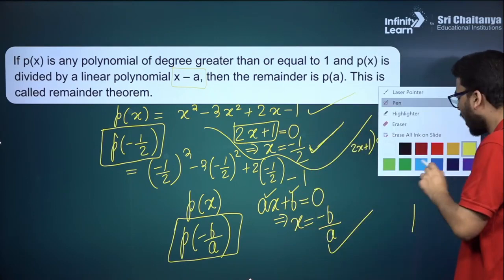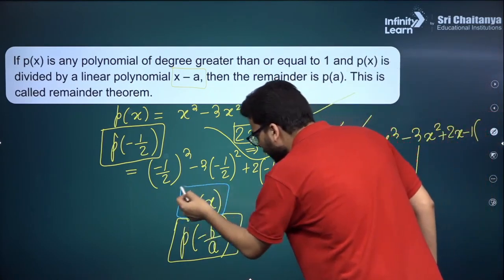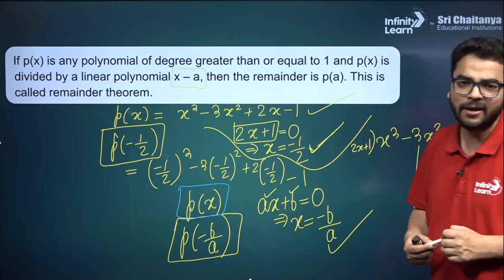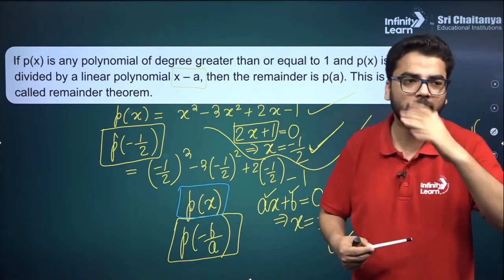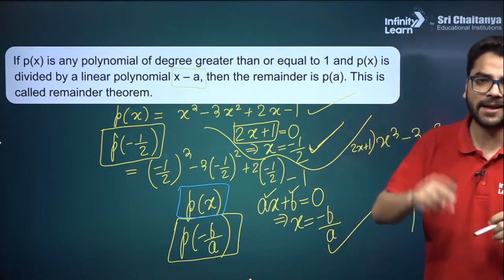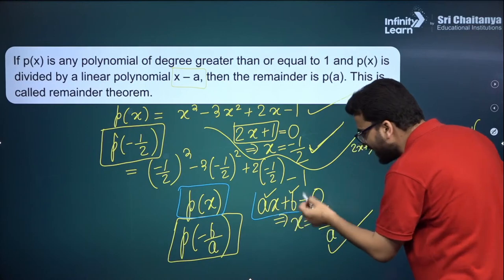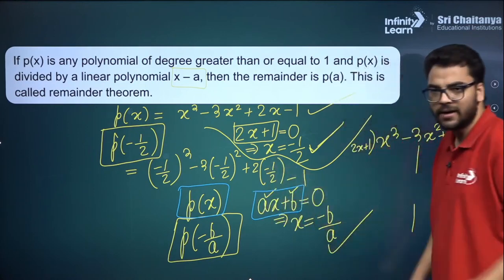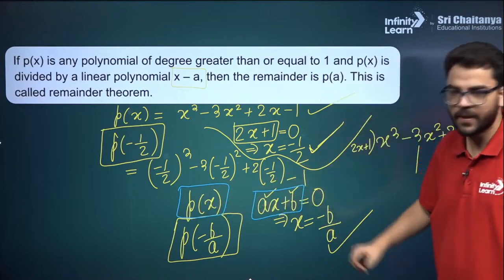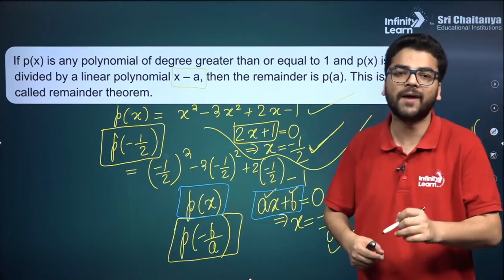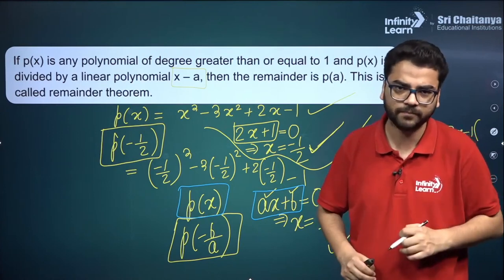Suppose you have got a polynomial p of x whose degree is greater than or equal to 1. It is a linear polynomial, a quadratic polynomial, or a cubic polynomial, anything like that. Degree is greater than or equal to 1, and you are dividing that polynomial by a linear polynomial. This is a linear polynomial. You are dividing this by this. So the question is, how will you find the remainder?